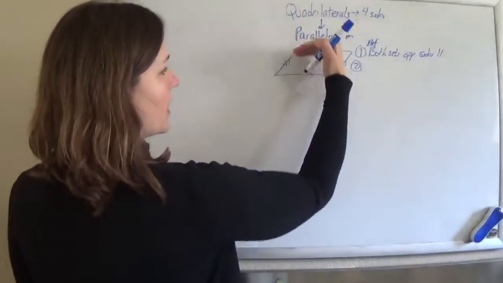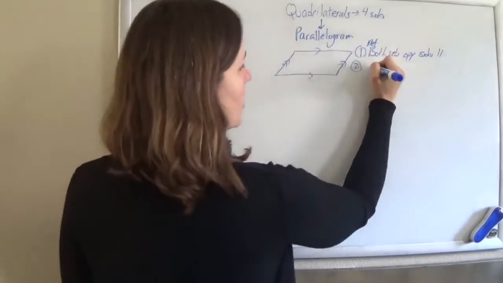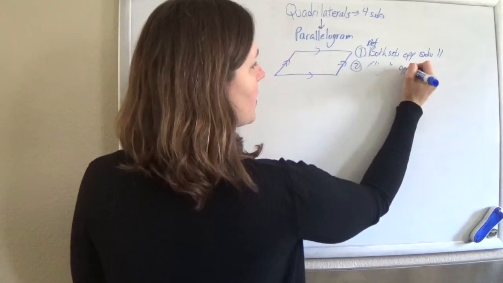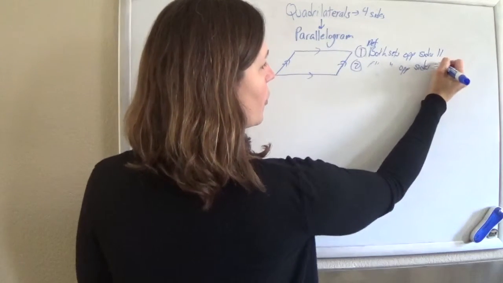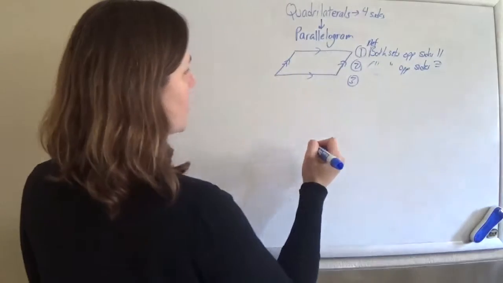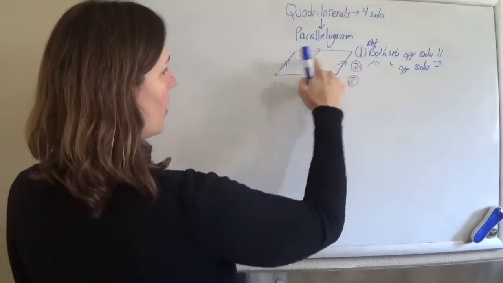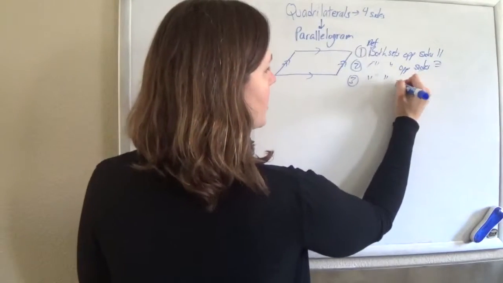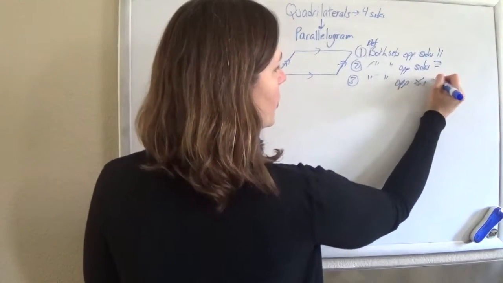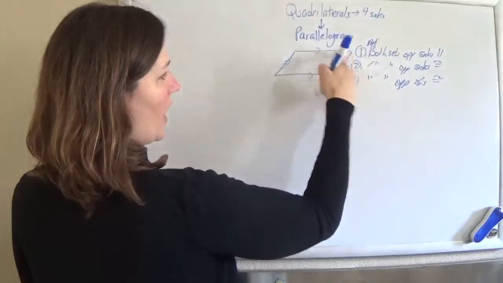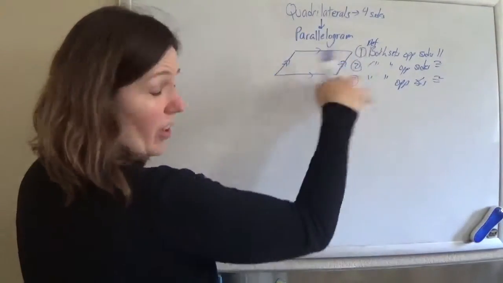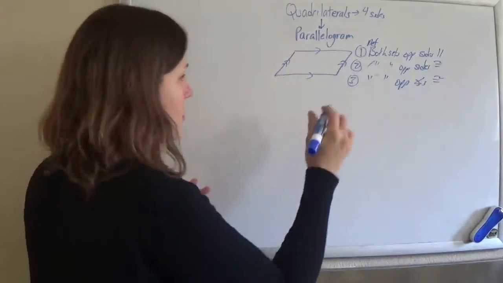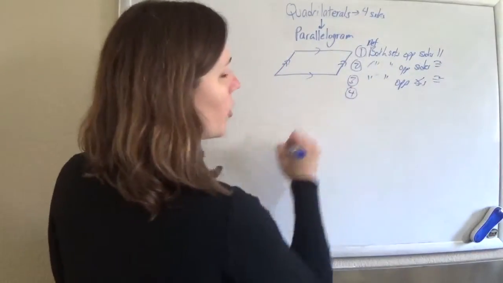You can prove that both sets of opposite sides are congruent. So I'm just going to say both sets, opposite sides congruent. And I can also say that both sets of opposite angles are congruent. So both sets, opposite angles congruent. So this one's congruent to that one, and this one's congruent to that one, but they're not all necessarily congruent to each other. You can definitely tell this is acute. That's obtuse. Cool. Here we go.